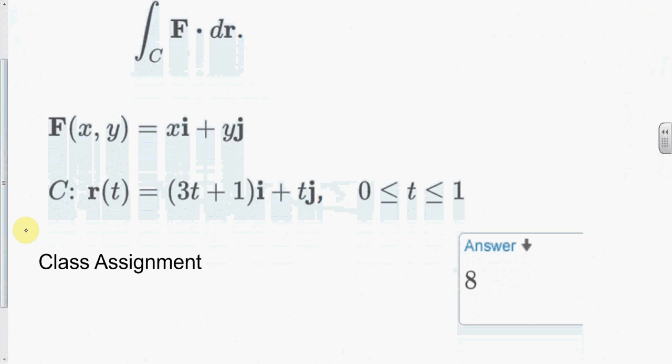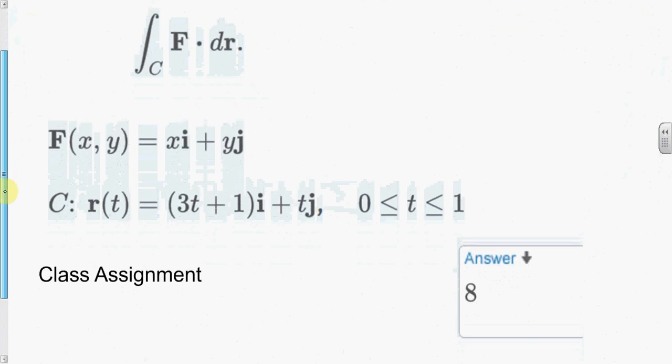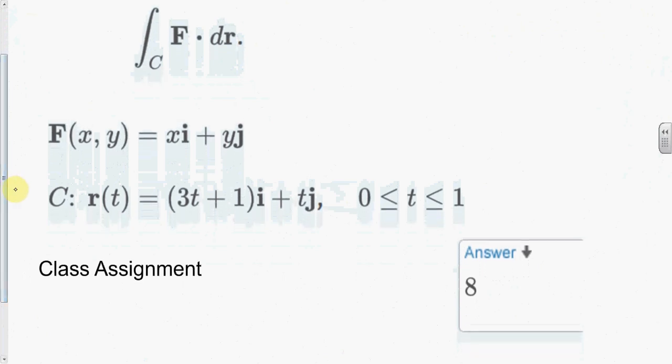Let me give you a couple minutes on that one. Let's see if you can compute this line integral. I got the answer there, so you should come up with that. Try your hand at that one.